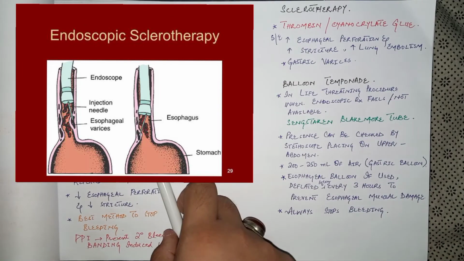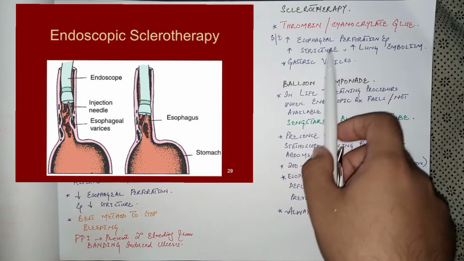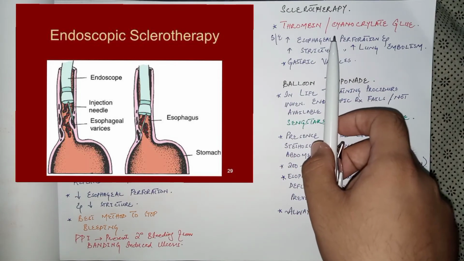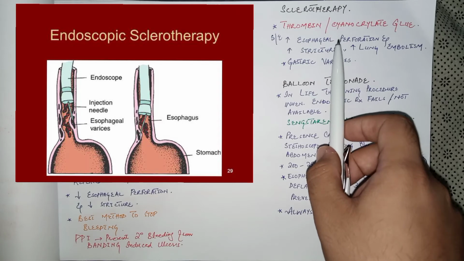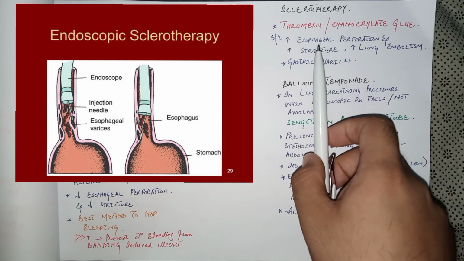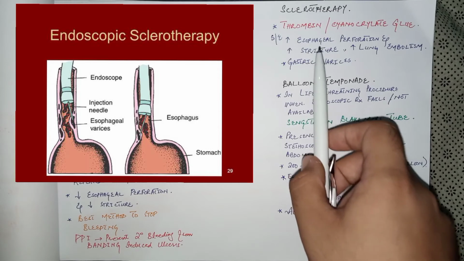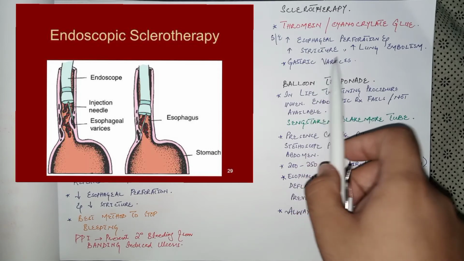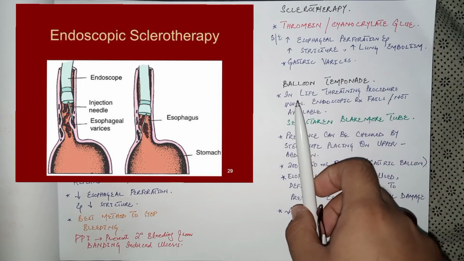band ligation is less helpful nowadays. In this procedure, the endoscope is inserted, which has an injectable needle, as you can see in the picture. Through this injectable needle, the sclerosing agent directly enters into the esophageal or gastric varices. Now come to the next procedure.